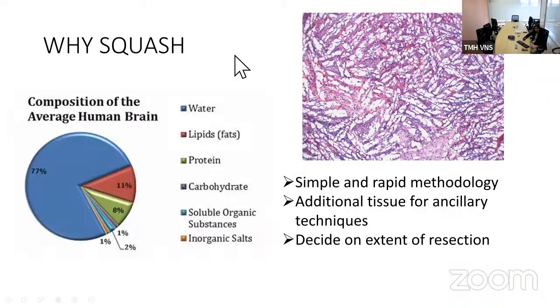So why squash? If we have a frozen section in our department, why do a squash? That is because the human brain is mostly composed of water with a little bit of lipid and protein, so it's liable to get more artifacts if we freeze the tissue. Besides that, the other advantages are it's a simple and rapid methodology, additional tissue can be used for ancillary techniques, and it can decide on the extent of resection.